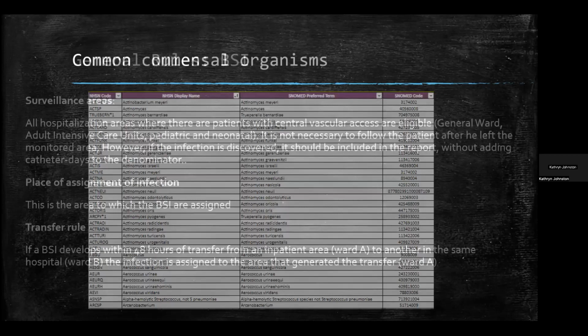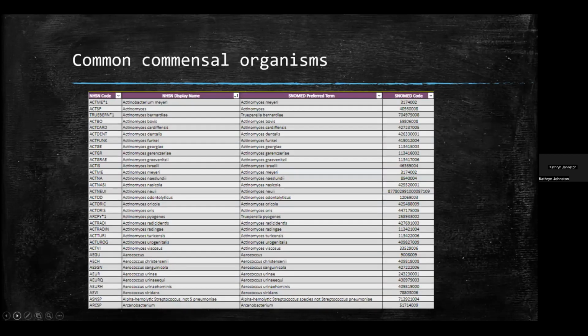I noted that there was a specific list for the common commensal organisms, and this is an example of it. In order to qualify as a laboratory confirmed bloodstream infection, a common commensal must be present in 2 separate specimens drawn on separate occasions. And this is just to give you an idea. I forgot, there are currently 547 listed common commensal organisms, and you can see that it's listed by genus and species.